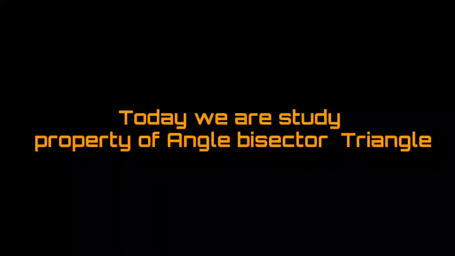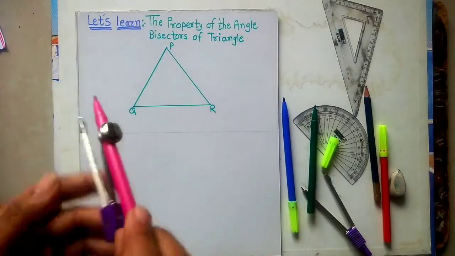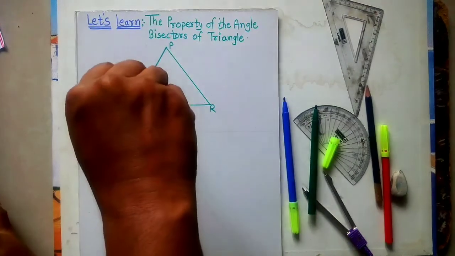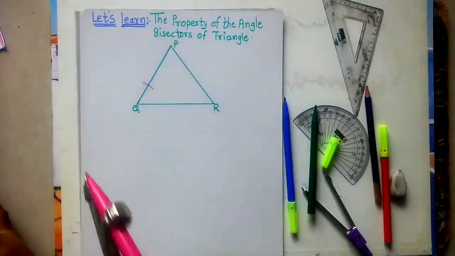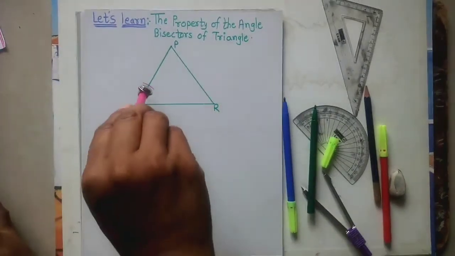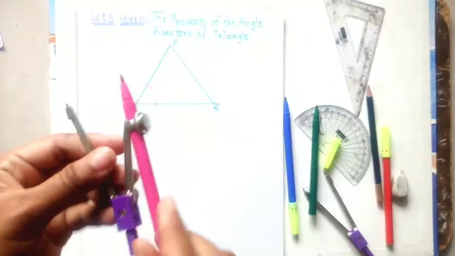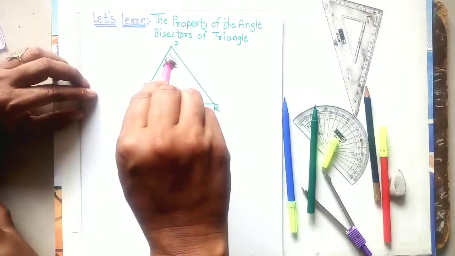Today we are going to study the property of angle bisector of triangles. First, I draw a triangle PQR. Then I use a compass to draw the angle bisectors. First, I draw the angle PQR bisector.